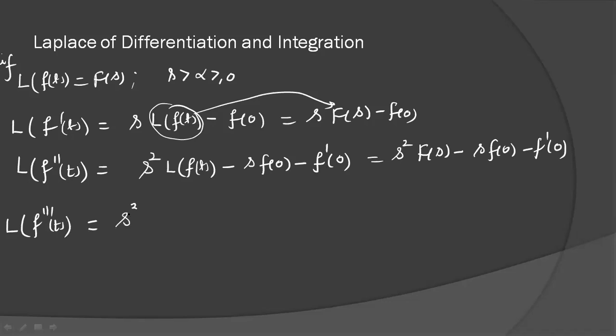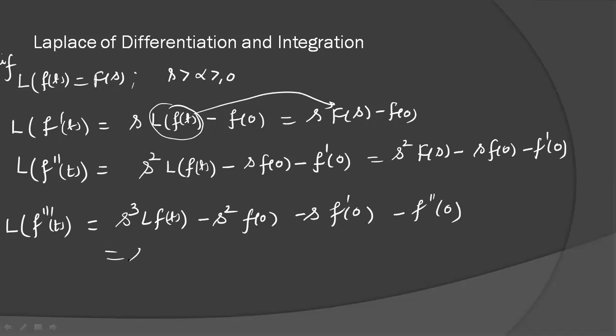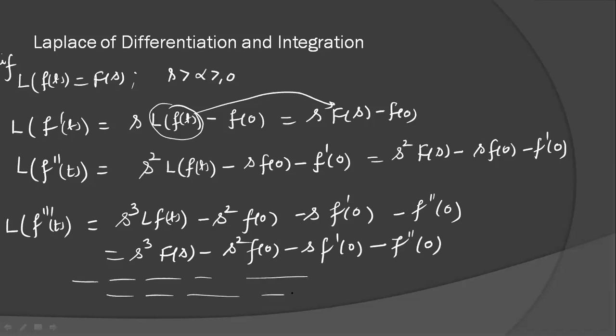It will be s cube, then s square, then s, then degree 1, it means 1. Use the minus sign here. It will be the Laplace of f(t), it will be the f of 0, it will be the f dash 0, it will be the f double dash. Or you can write s cube F(s) minus s square f(0) minus s f dash 0 minus f double dash 0. So this is the derivative result. You can go for the nth derivative also. Now let's see the proof of both cases.